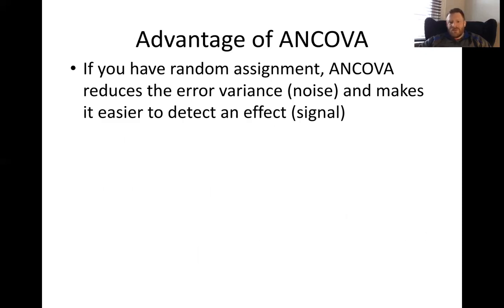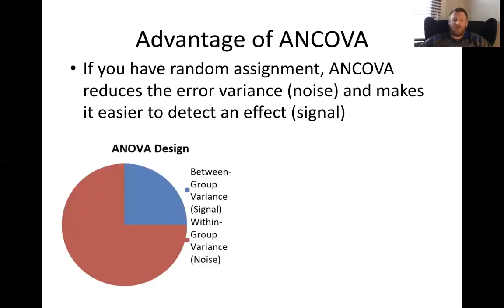If you do have random assignment, using an ANCOVA model, as opposed to an ANOVA model, where you're not controlling for anything, really reduces the noise of your estimates and makes it easier to find an effect. So this, from a design perspective, is one thing that's really useful to think about. If you can design a study that makes use of an ANCOVA, it can really make a big difference.